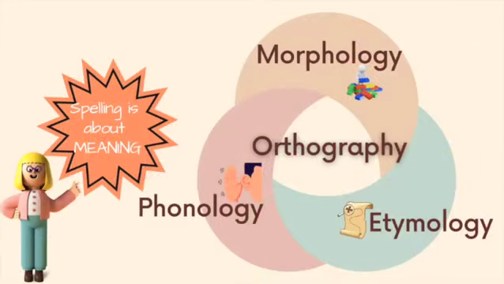Spelling is all about meaning, which means we need to look at all the parts of orthography in order to understand why things are spelled the way they are. Morphology, etymology, and phonology all contribute to the understanding of spelling.